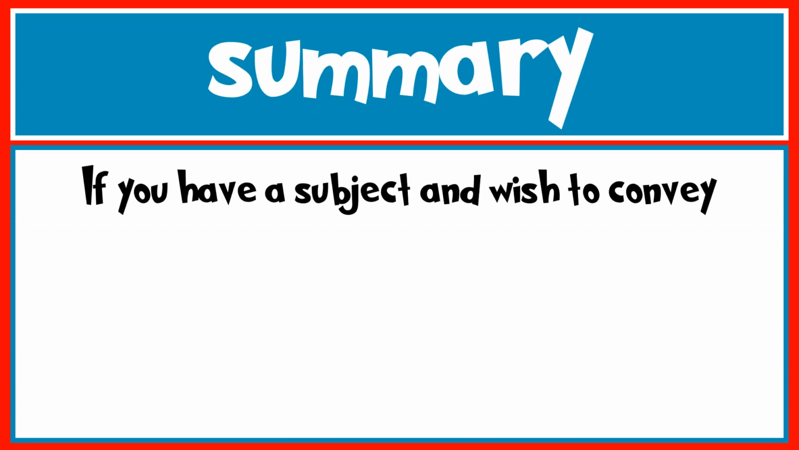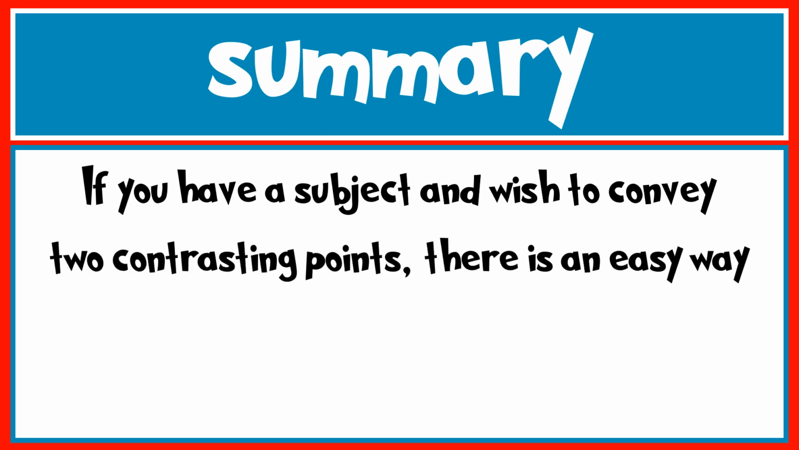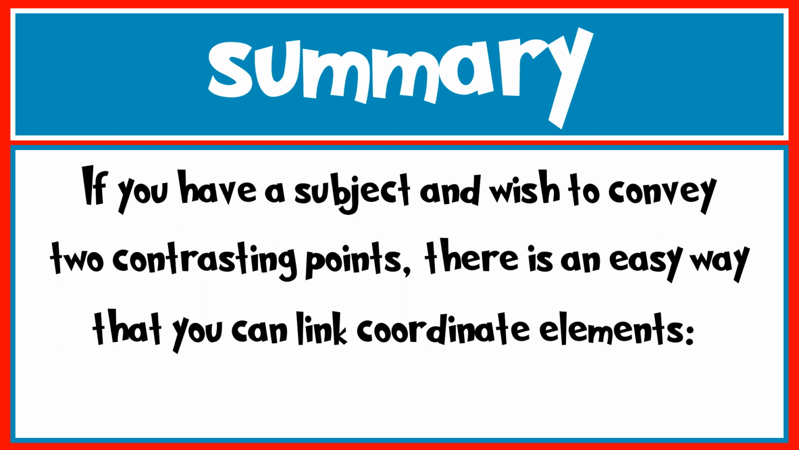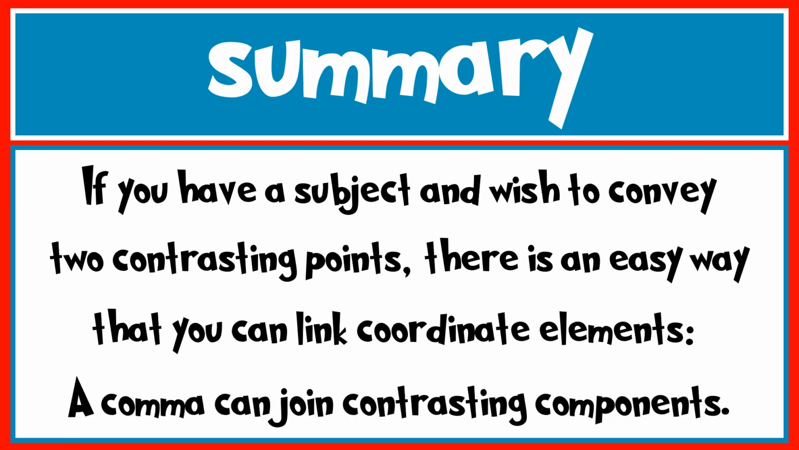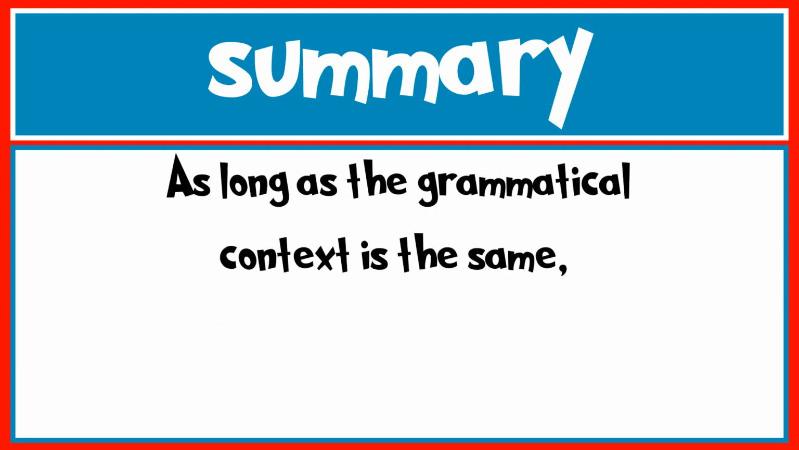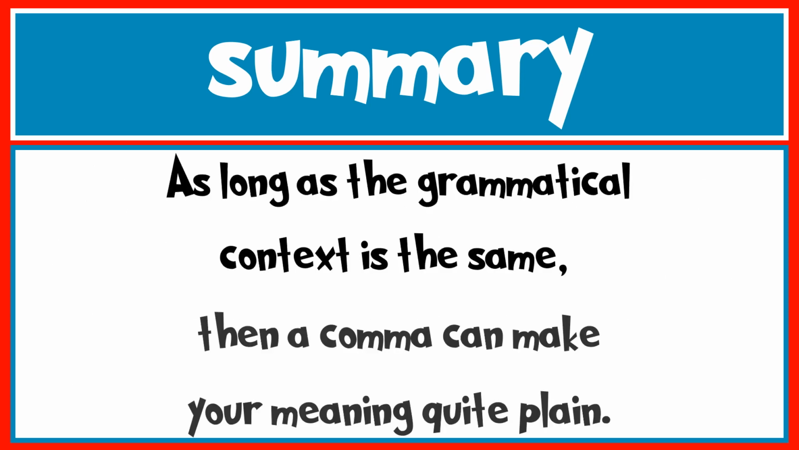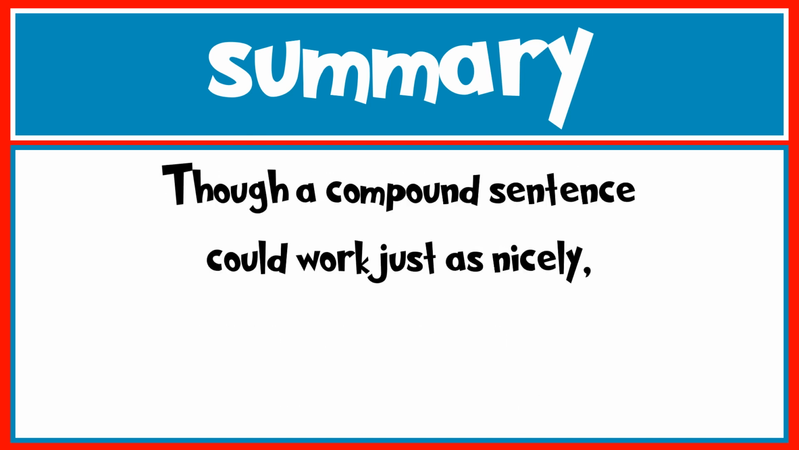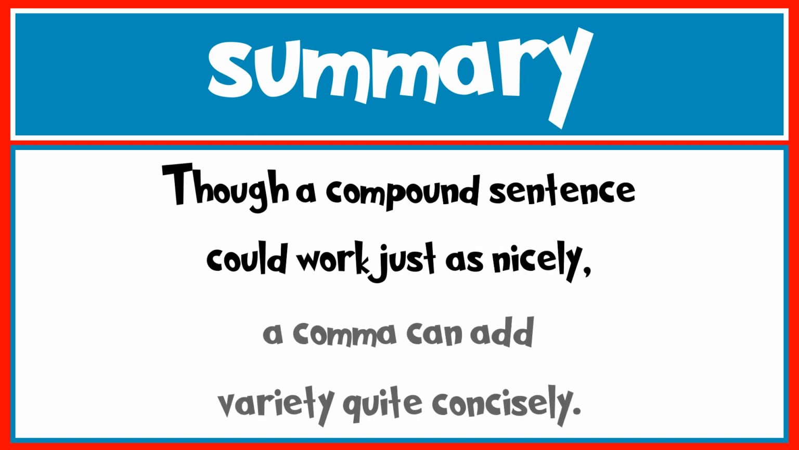Thus, if you have a subject and wish to convey two contrasting points, there's an easy way that you can link coordinate elements. A comma can join contrasting components. As long as the grammatical context is the same, then a comma can make your meaning quite plain. Though a compound sentence can be used just as nicely, a comma can add variety quite concisely.